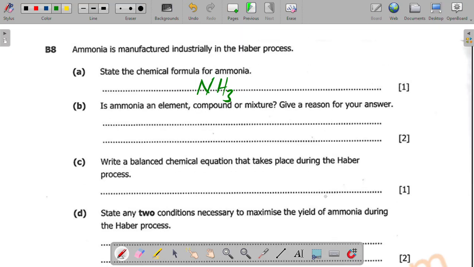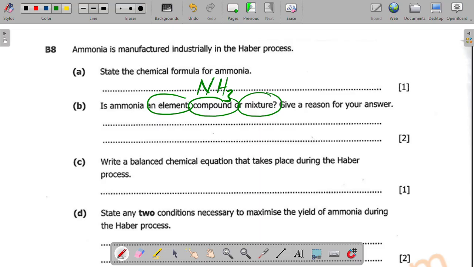We continue. Question B. Is ammonia an element, a compound, or mixture? Give a reason for your answer. Now, here, before you answer, you must understand what an element is. You also must understand what a compound is. You also must understand what a mixture is. This is very important. So let me explain for you to understand.